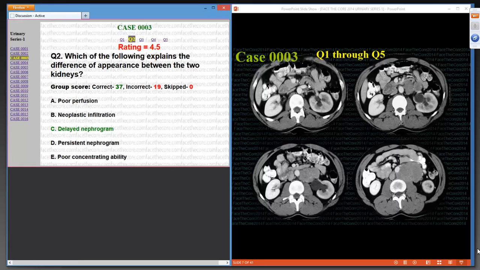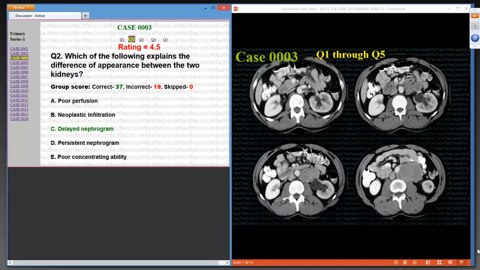Which of the following explains the difference of appearance between the two kidneys? You should have all gotten it correct. It is very basic physiology, and what it is showing is that on the right side the kidney is in the nephrographic phase, whereas on the left side the kidney is in the corticomedullary phase. So which one is abnormal? It is the left one. Both kidneys should be in the same phase, so the left kidney is lagging behind, and that is called a delayed nephrogram or delayed passage of contrast through the kidney.